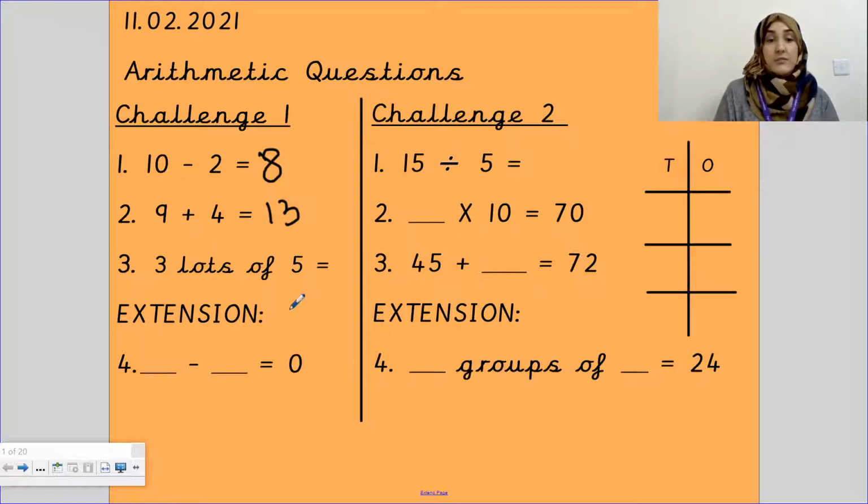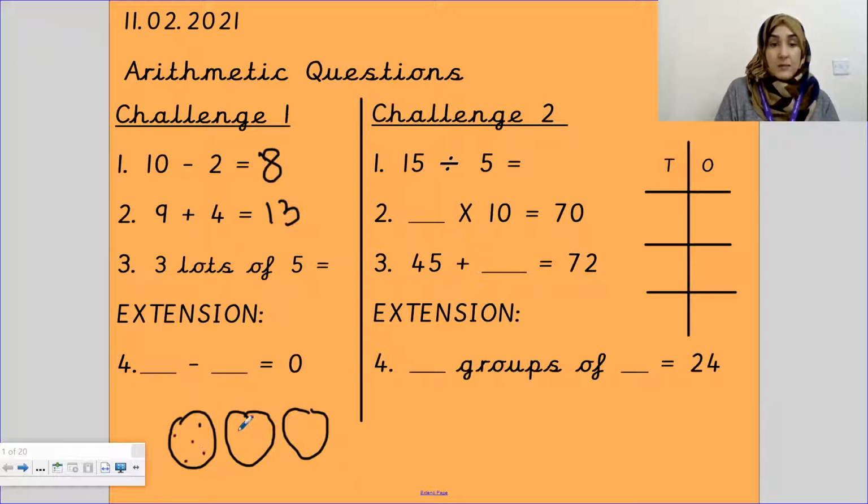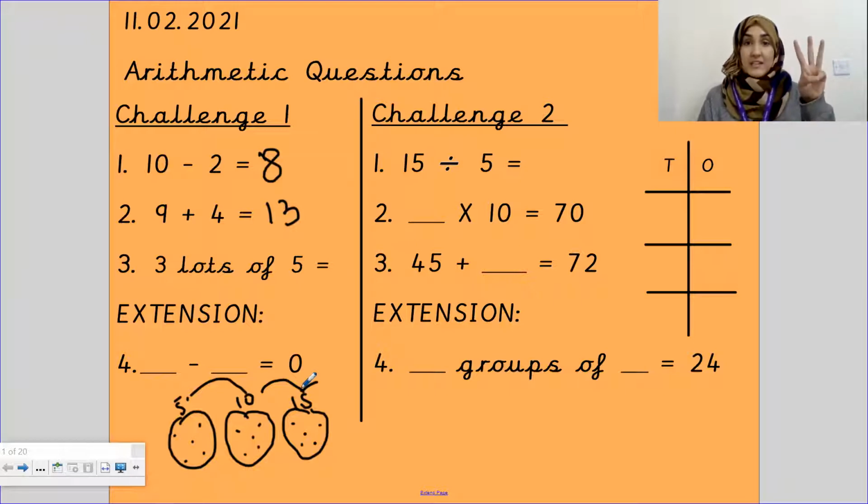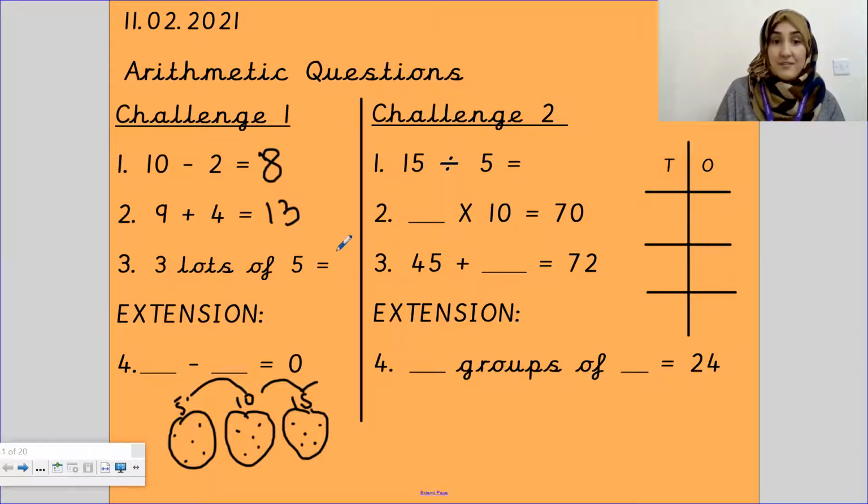3 lots of 5. So I know that 3 lots of means that there are 3 equal groups, and of 5 means that there are 5 dots in each group, or it could be whatever object, but 5 objects in each group. Now I'm going to count in my 5s. That's 5, that's 10, that's 15. So 3 lots of 5, hold up 3 fingers, count in your 5s. 5, 10, 15. 3 lots of 5 equals 15.